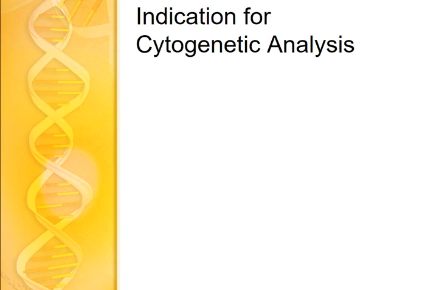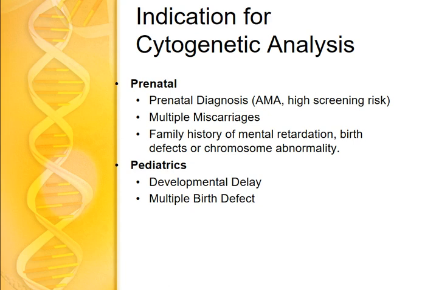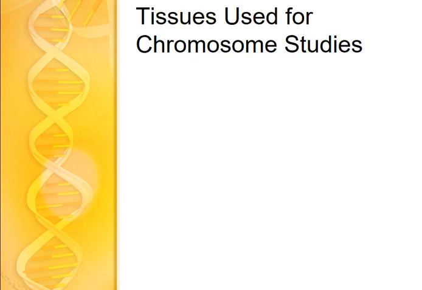So indications for doing cytogenetic analysis include prenatal diagnosis, a woman with advanced maternal age or a high screening risk for chromosomal abnormality, women with multiple pregnancy losses, or a family history of mental retardation, birth defects, or chromosomal abnormalities. In the pediatric population, children with developmental delay and multiple birth defects. And then finally, cancer-acquired chromosomal abnormalities.